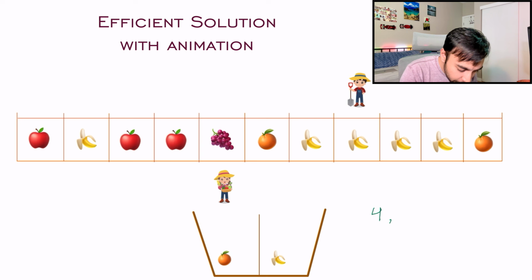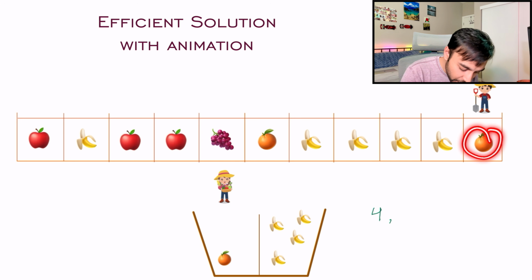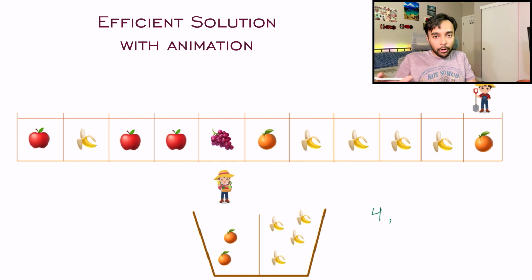You move ahead and you see, hey, do you have space for banana? Yes, you can add a banana. So just take this banana and add it. Move ahead, you see a banana again. Take this banana and add it. Move ahead now. You see a banana again. Take this banana and add it. Move ahead now. You see an orange. Can you add an orange? Yes. So take an orange and add it. You have now reached the end.